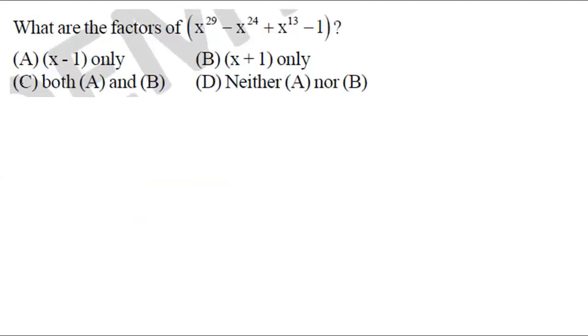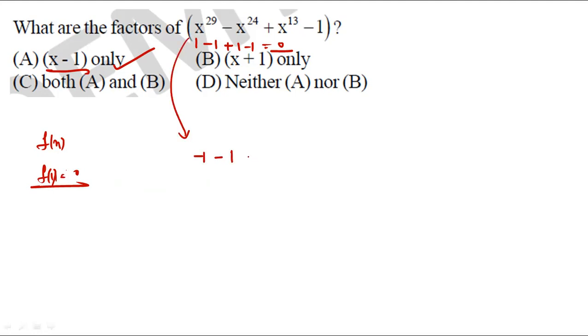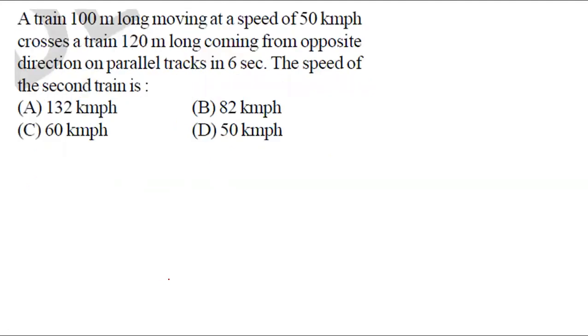What are the factors? If X minus 1 is a factor, then definitely f of 1 should be equal to 0. Substitute 1: 1 minus 1 plus 1 minus 1 is 0. So obviously X minus 1 is a factor. If you substitute X plus 1, X is equal to minus 1. If I substitute minus 1, this becomes minus 1, minus 1, it becomes minus 4. So X plus 1 is not a factor. So only X minus 1 is a factor.